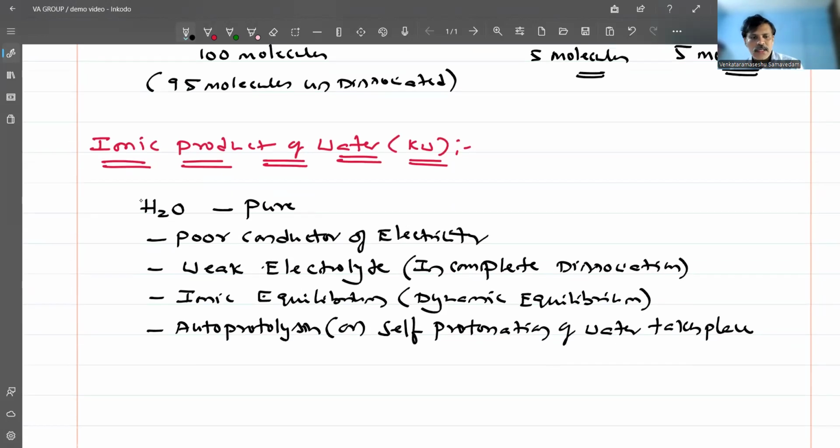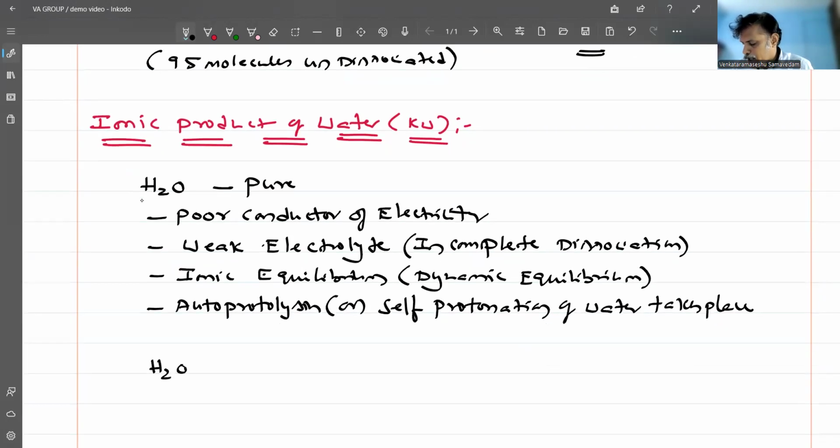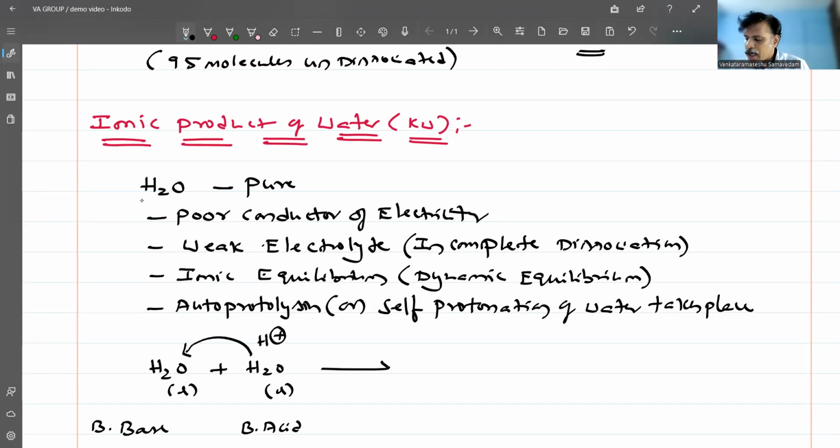So if I want to explain this in the form of a chemical reaction, take liquid water, in which water molecules are present. One water molecule can act as a Bronsted acid, and another water molecule can act as a Bronsted base. A Bronsted acid is nothing but an H plus ion donor. An H plus ion acceptor is nothing but a Bronsted base. So here a proton is transferred from one H2O molecule to another H2O molecule.